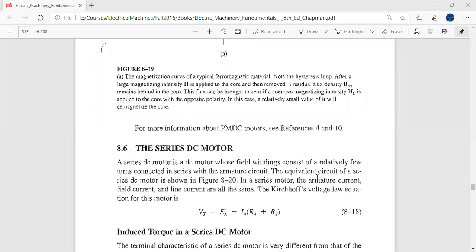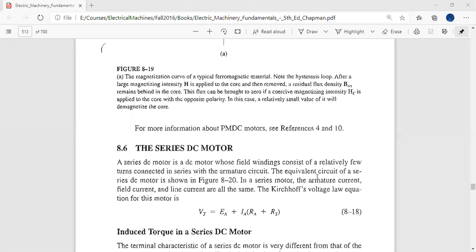But in the series DC motor, as the field and the armature windings are connected in series, the field has a direct relationship with the load on the motor, because if the armature is drawing more current, if the motor is driving a heavy mechanical load, then the field current would also increase.